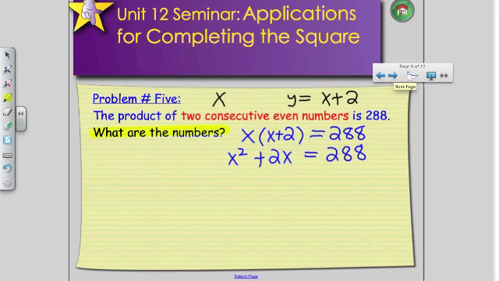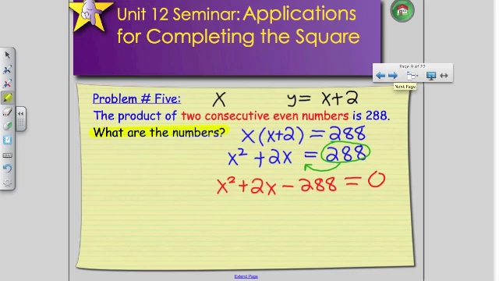Now, I'm not completing the square, so there's no purpose in keeping these numbers divided. So I want to bring everything over to the other side. I want to take this 288 and move it to the other side, so I have a complete trinomial, a complete quadratic equation: x squared plus 2x minus 288 is equal to 0. I have a quadratic equation.